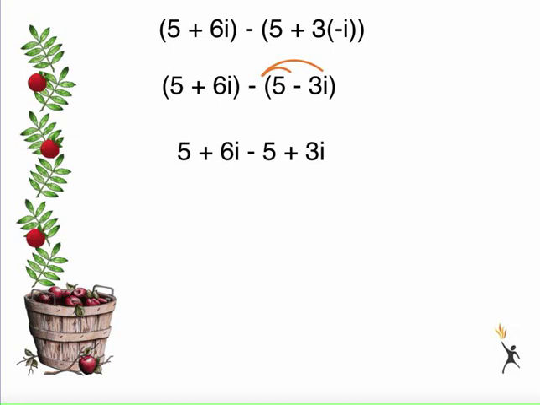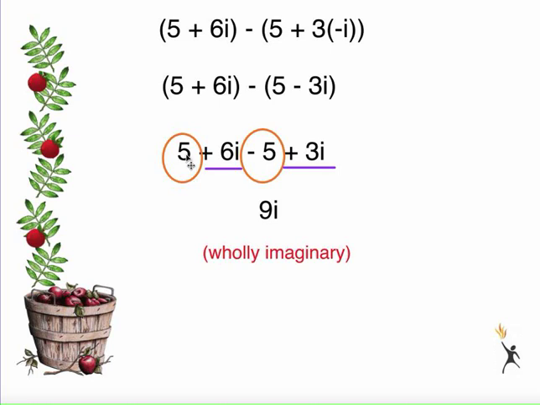Now I combine like terms. 5 minus 5 is going to cancel, or add to 0, so I have no real numbers left. And 6i plus 3i add to 9i. That makes this number wholly imaginary since only the imaginary portion remains.